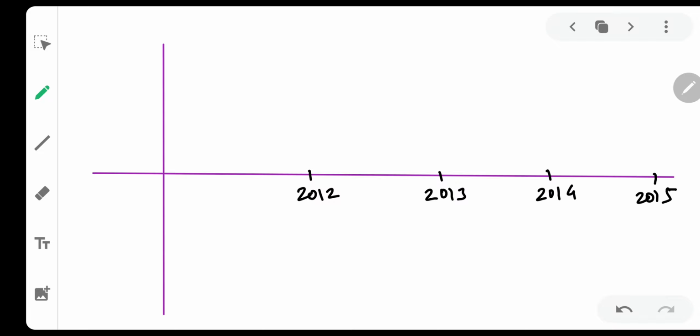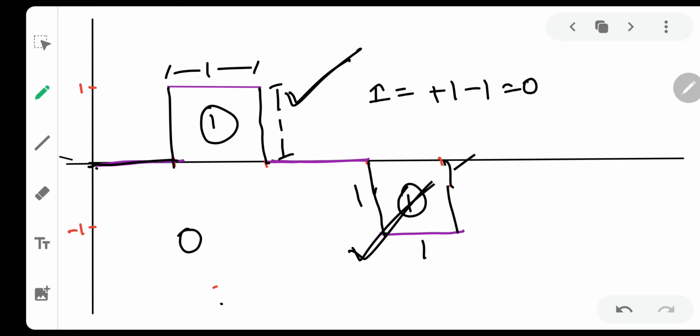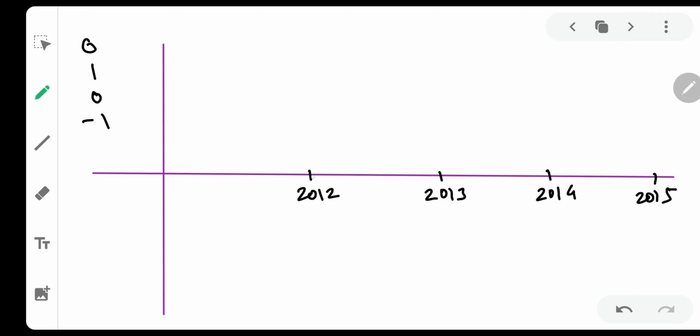Right, now the cycle is going to repeat. The cycle is how? 0, 1, 0, minus 1. This is how our cycle is, right? If you want to have a look: 0, 1, 0, minus 1. This is the cycle. So 2012 to 13, the answer is 0. 2013 to 14, the answer is 1. And 2014 to 15, the answer is 0.